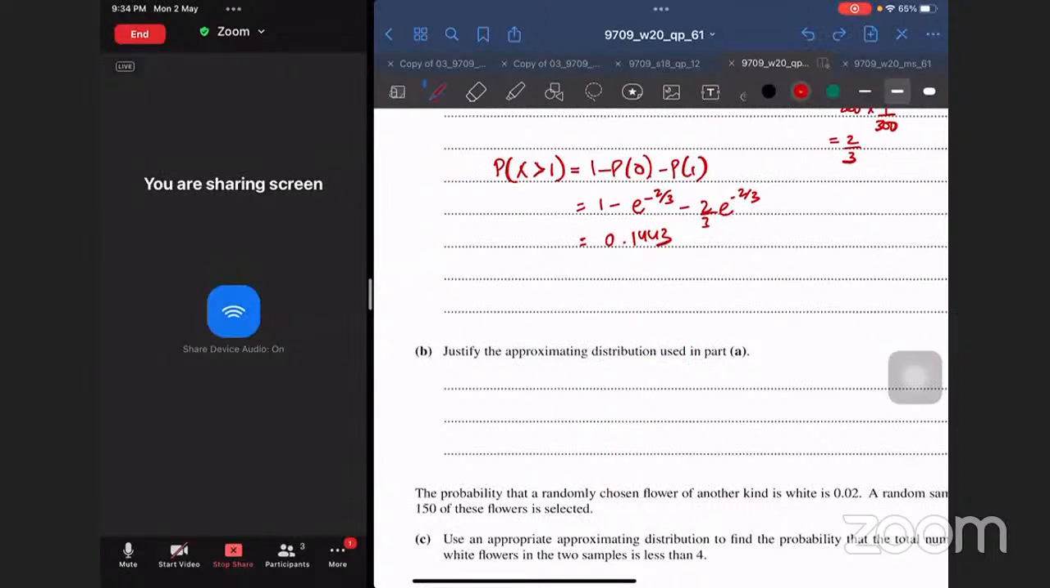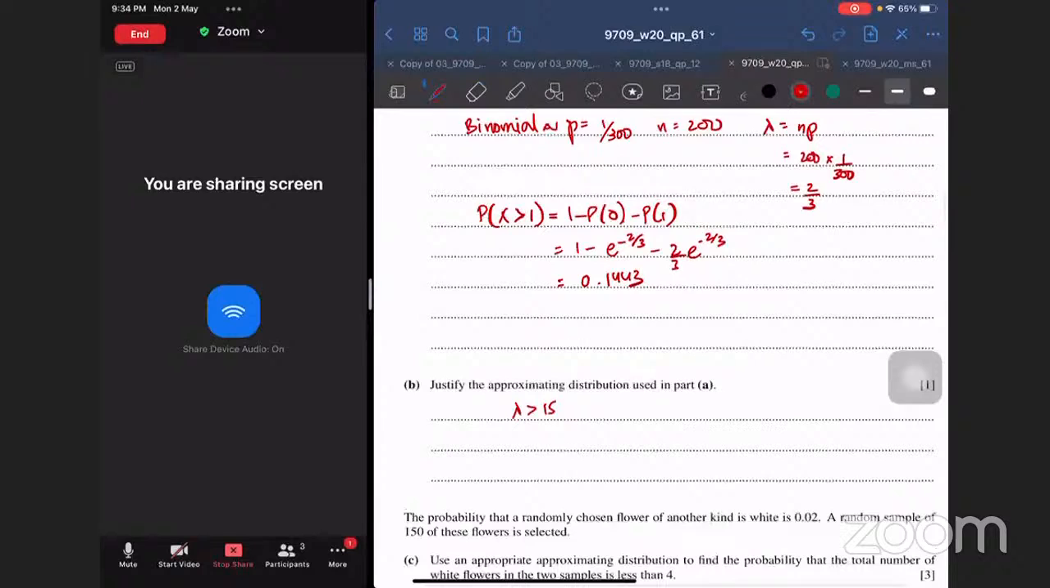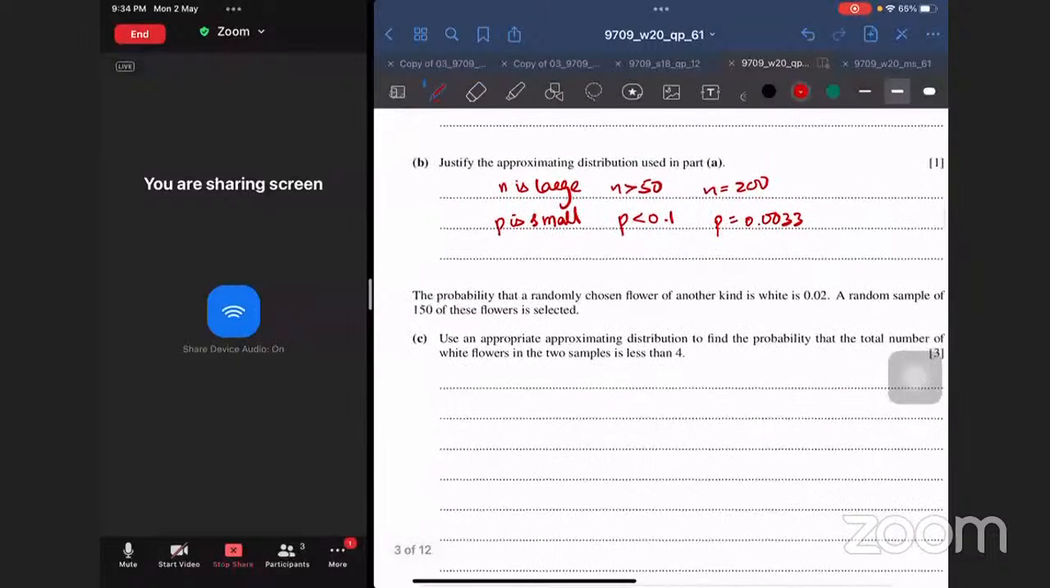So generally we convert binomial to normal when lambda is greater than 15. Sorry, lambda in this case, binomial. So when n is large, which means that n is greater than 50, and p is small, which means p is less than 0.1 or 10%. In this case n is 200 and p is 0.0033. Okay, so that's your justification for using the Poisson distribution for a binomial distribution.